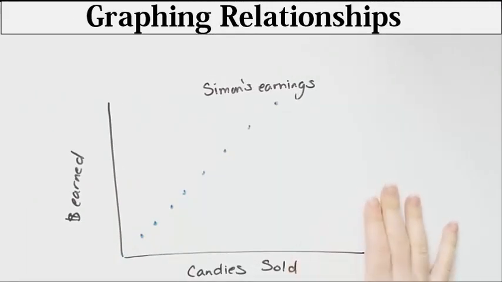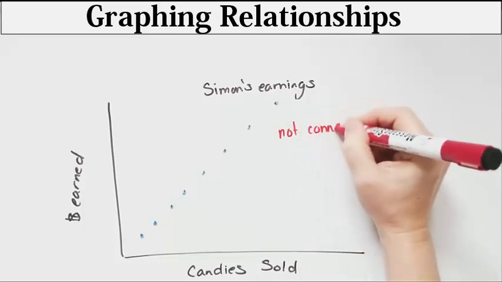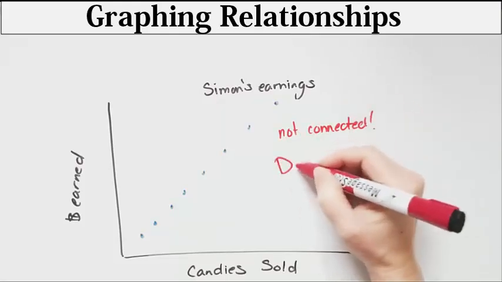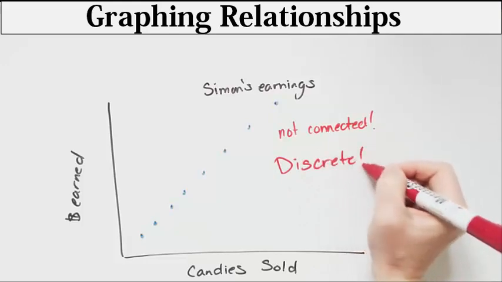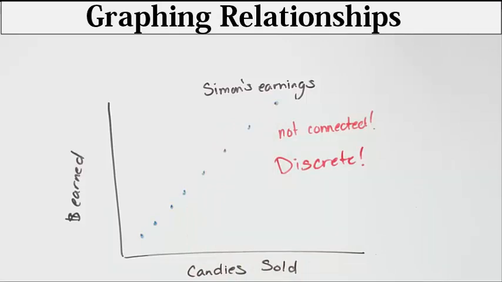I want to show you another example of a discrete graph. So these are not connected. And this is actually a correct graph. They're not supposed to be connected. This is considered a discrete graph. Now, how do I know if it's discrete or not? So I'm looking at a graph that is considering Simon's earnings by the number of candies he sold and the amount of money that he earned. If this represented house 1 and this represented house 2, does house 2 care at all how many candies were sold at house 1? Does it affect one another? It doesn't. So we cannot connect these.